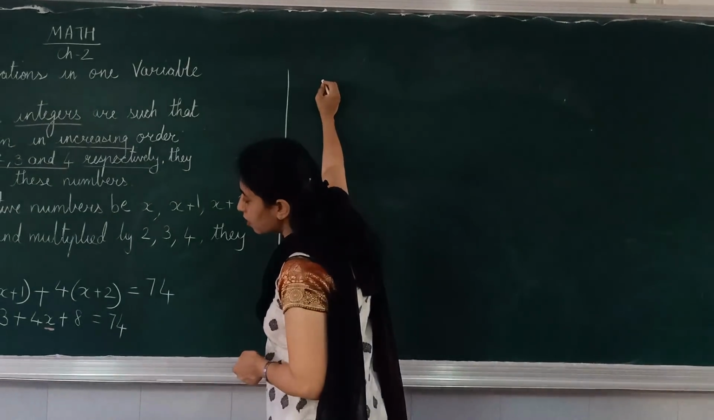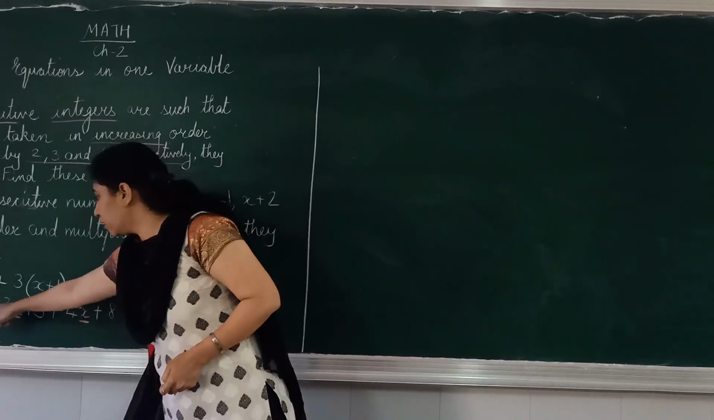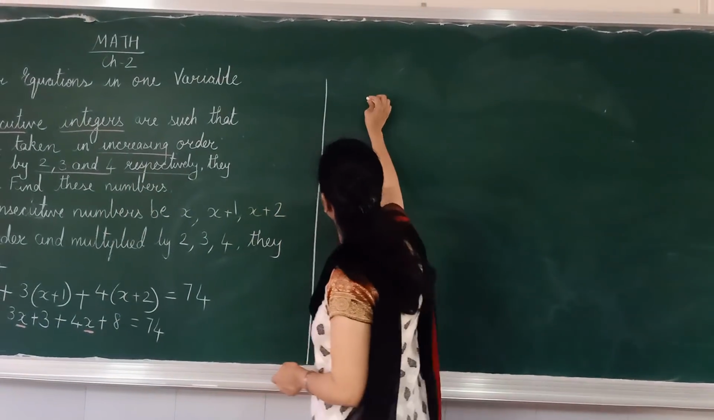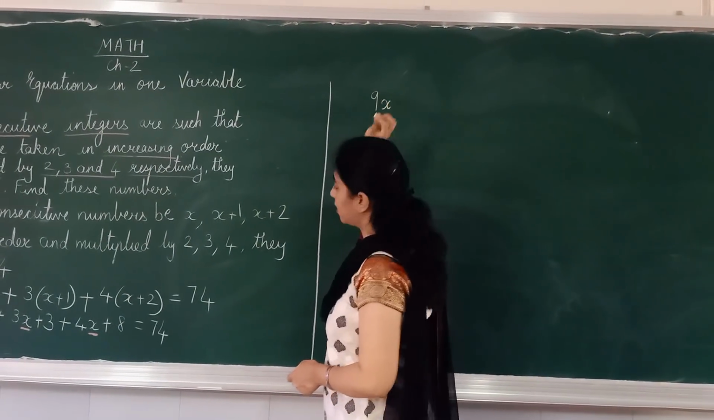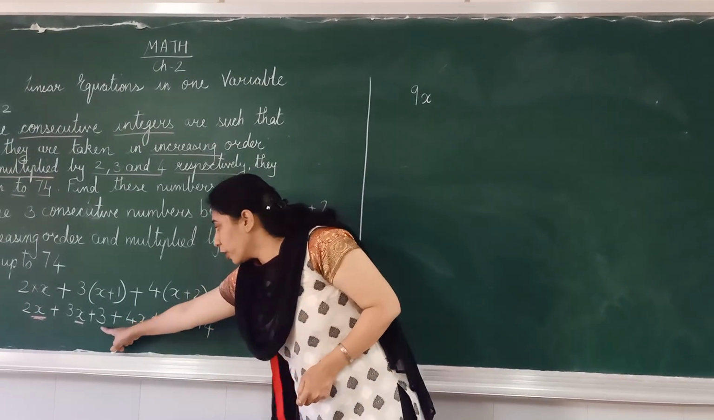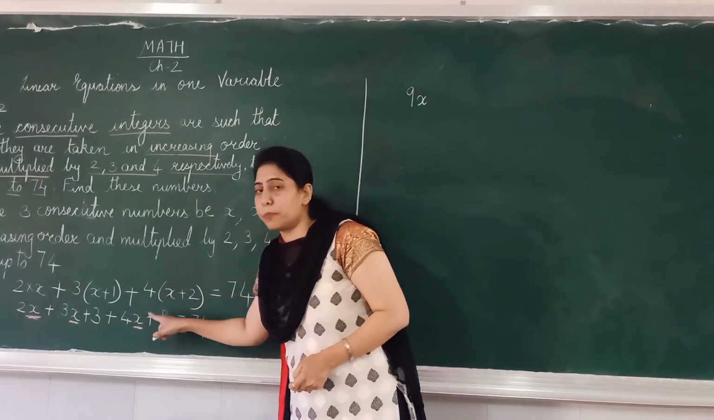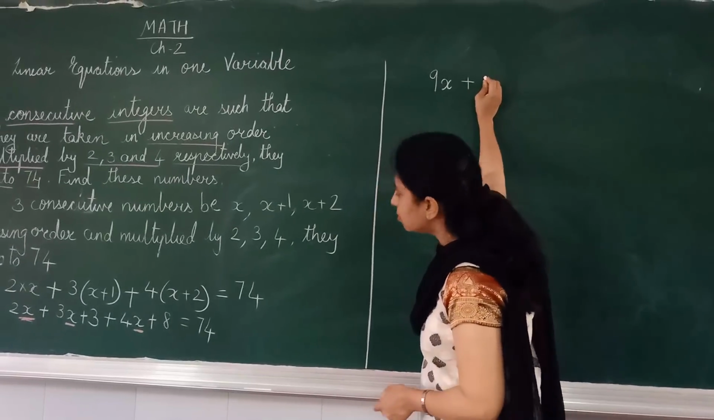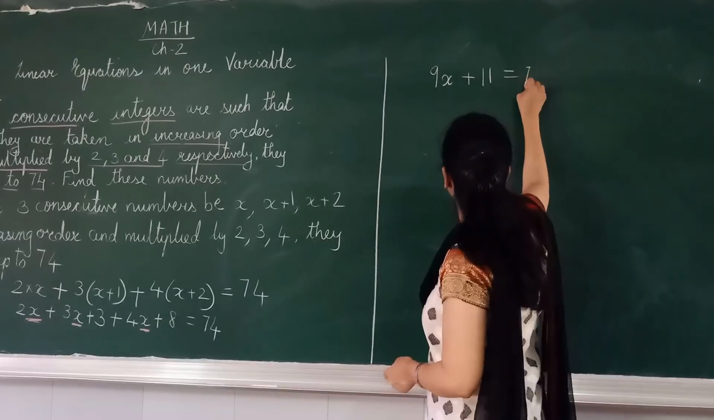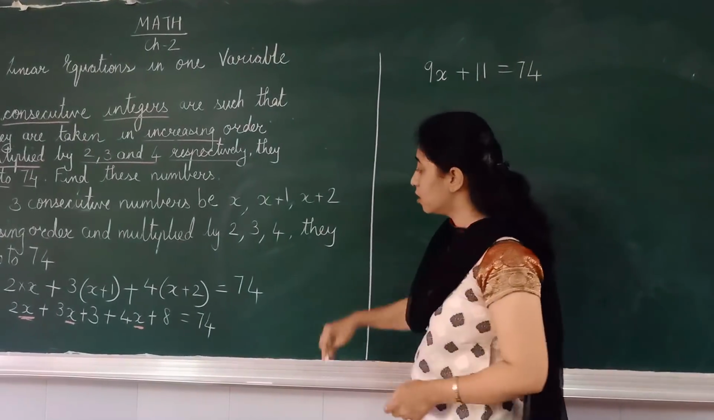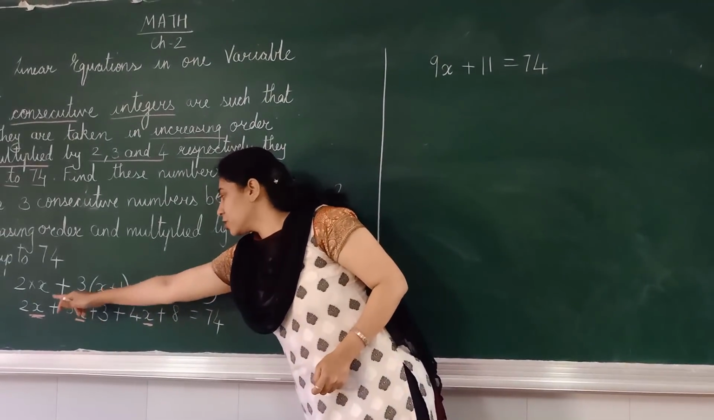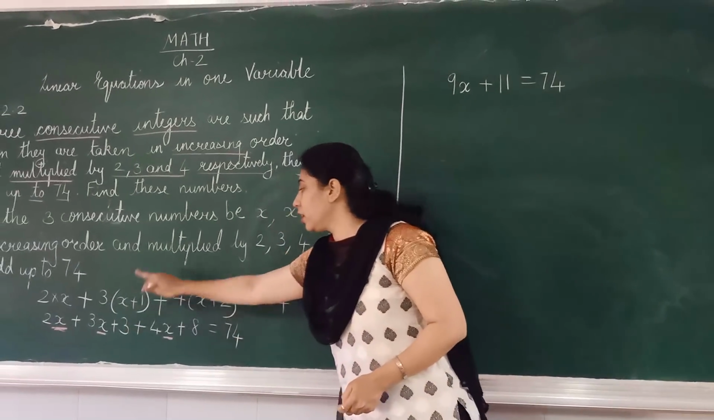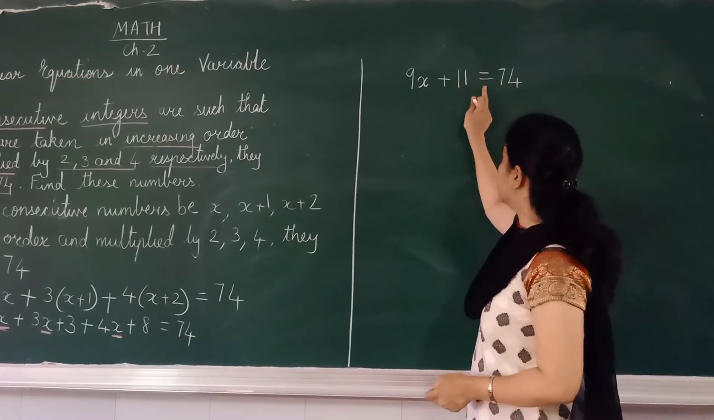So 5 plus 4, what is it? 5, 6, 7, 8, 9. 9x. So your answer is 9x. Okay. And then you are going to add 8 plus 3. What is 8 plus 3? 11. So it is equal to 74. Okay. So what is your answer? You have added 3x plus 2x plus 4x is equal to 9x, and 8 plus 3 will be plus 11 is equal to 74.